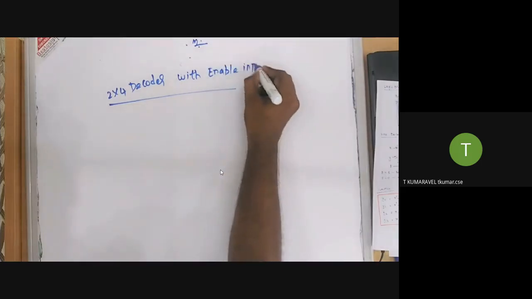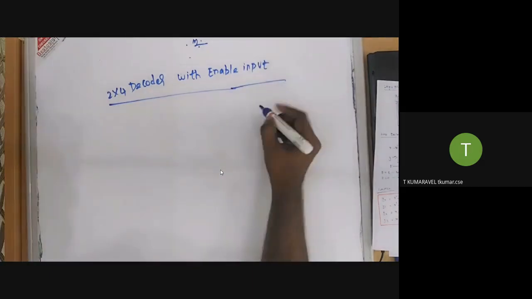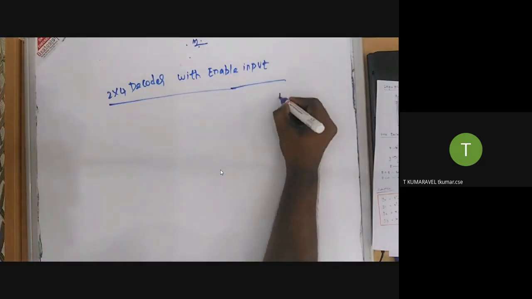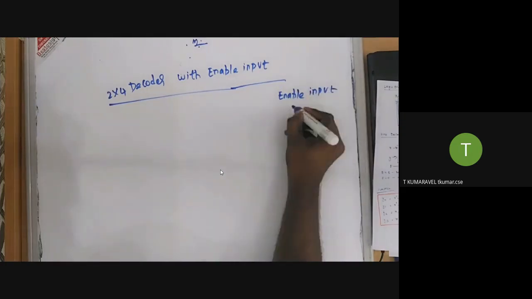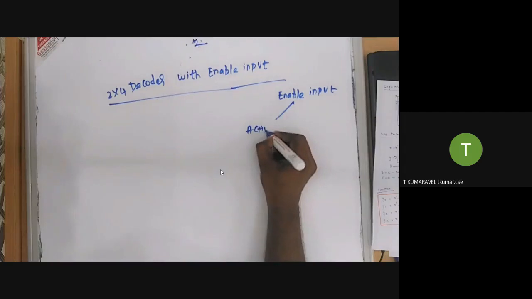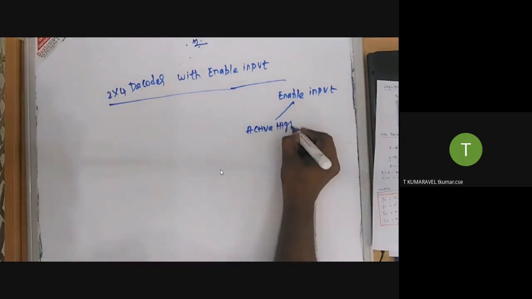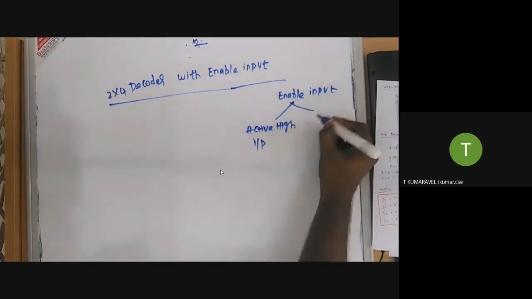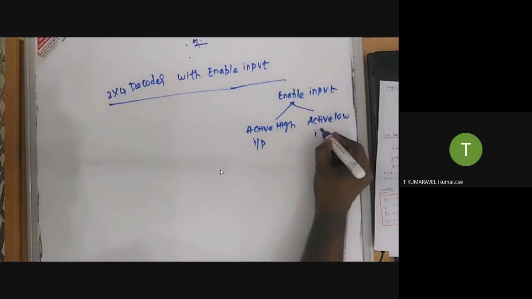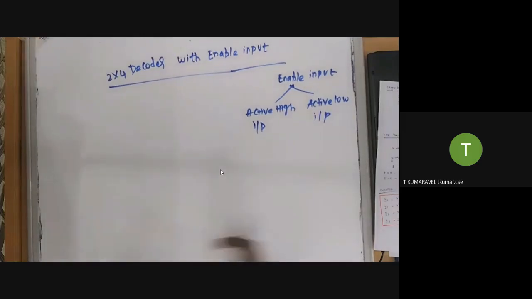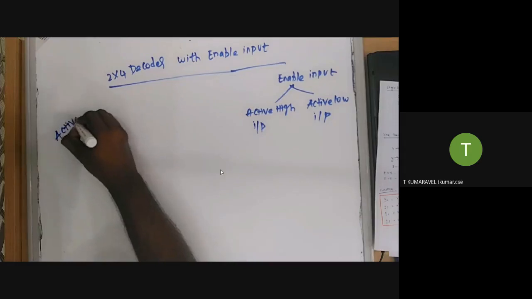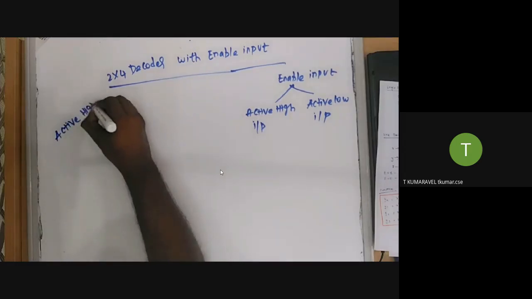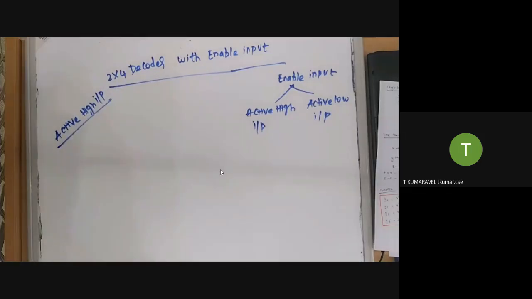So already I said, if you take the enable input, two types of different combinations are available. One is active high input. Another one is active low input. Okay, let's see one by one. First, I'm going to take active high input.